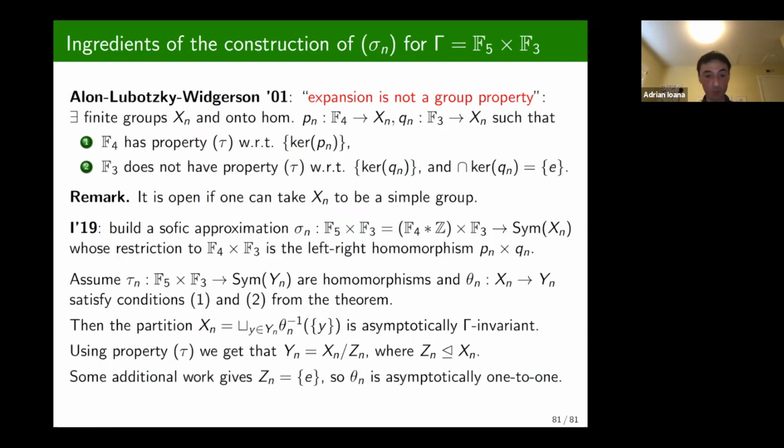This is very vague, but you do some more work to show that Zn must be the trivial subgroup. You can see here, if Xn were a simple group, then Zn is either Xn or the trivial subgroup. Why do you say that there is an open problem with a simple group? Nowadays, we know that there are simple groups which are expander and unexpander. Yeah, but I need this additional condition with the kernels.